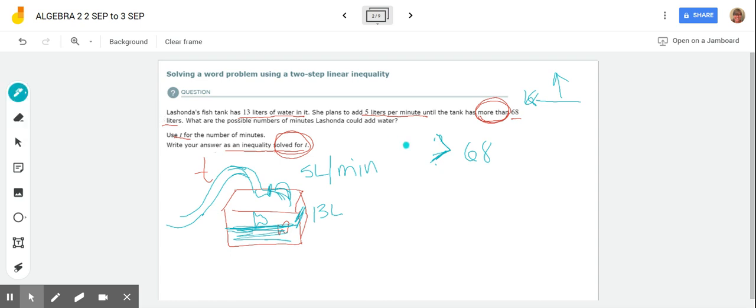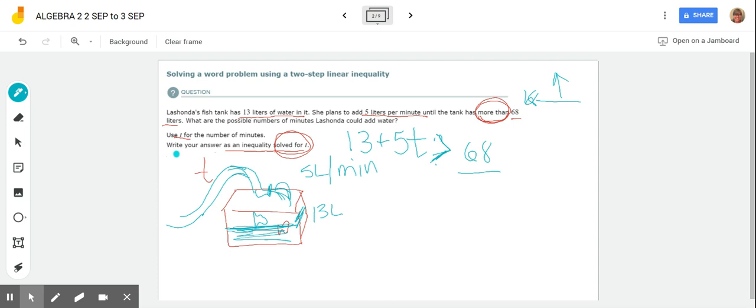I lost my pen. Okay, so this is the amount we want to go. Basically, we want to go more than 68, okay? But she already has 13 liters in there, right? So this is where we want, okay? And so she has 13 already in there, plus she's gonna add 5 liters for every minute. T is gonna be the unknown, okay? T is what we don't know. So 13 plus 5T has to be greater than 68.